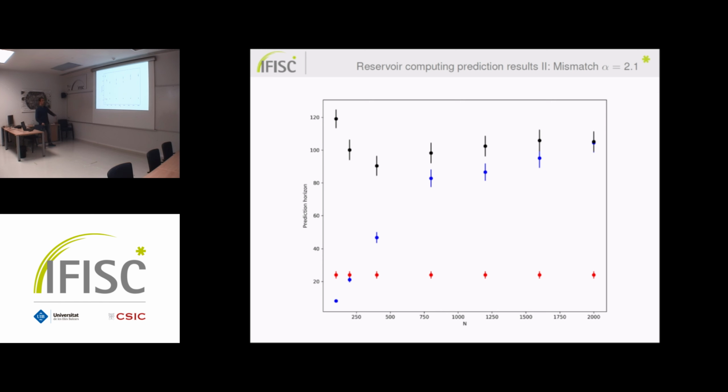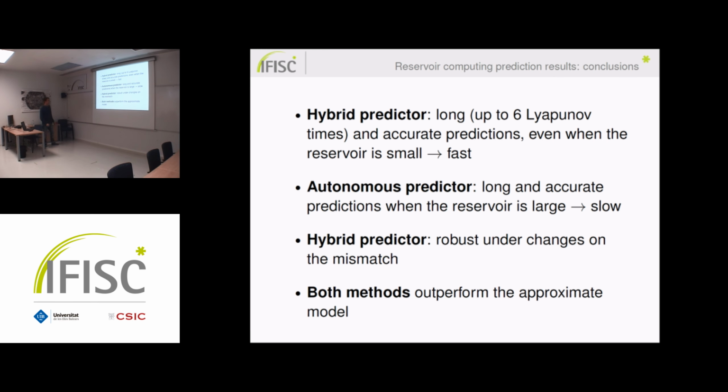And if we increase the mismatch, we can see here for alpha equals 2.1 and for alpha equals 3 that the mathematical model accuracy goes down quickly, although the hybrid predictor does not depend so much on the mismatch on its internal parameter. It's quite robust under changes in the mismatch.